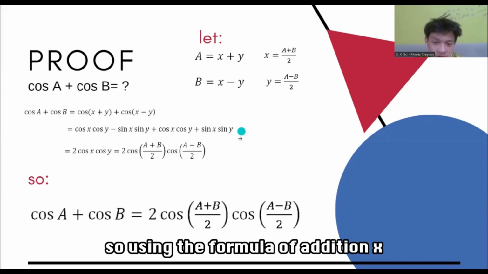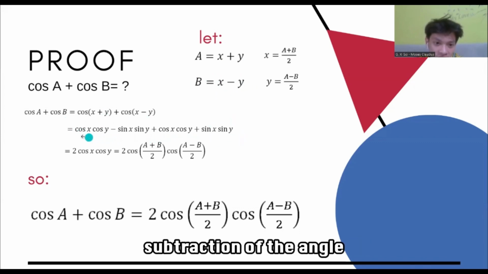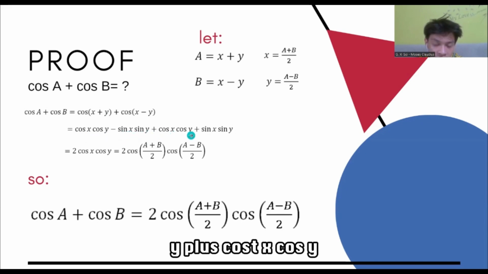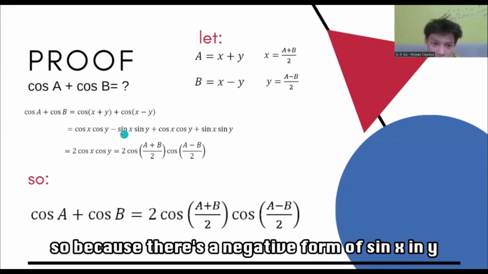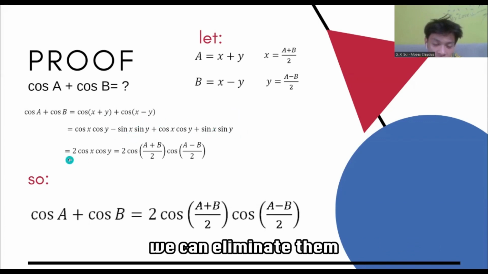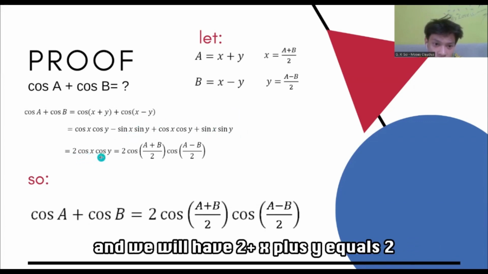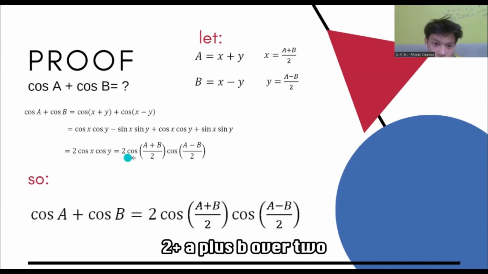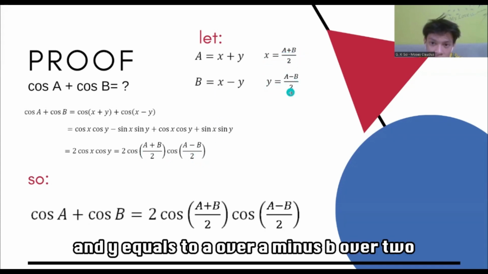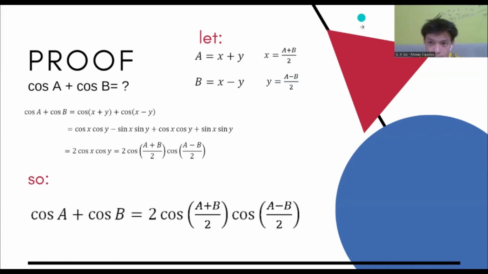Using the formula of addition and subtraction of angles, we have cos x cos y minus sin x sin y plus cos x cos y plus sin x sin y. Because there is a negative sin x sin y and a positive sin x sin y, we can eliminate them and we have 2 cos x cos y, which equals 2 cos (a plus b over 2) cos (a minus b over 2), because x equals a plus b over 2 and y equals a minus b over 2.